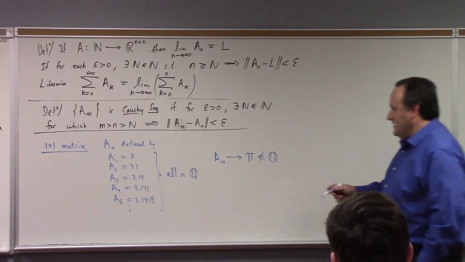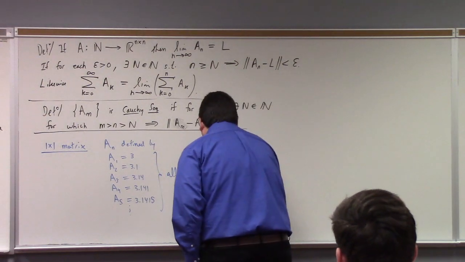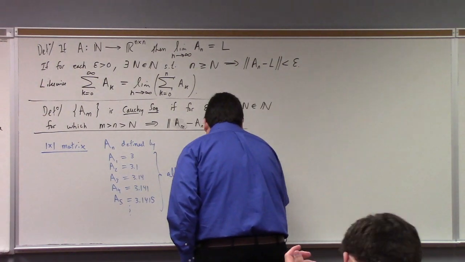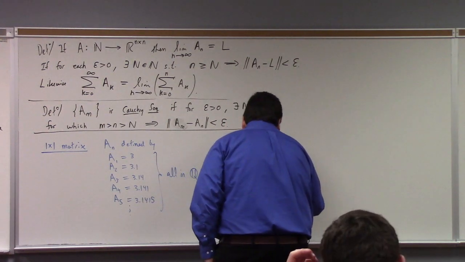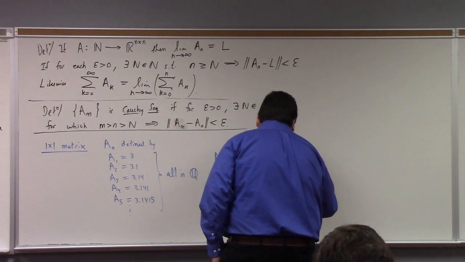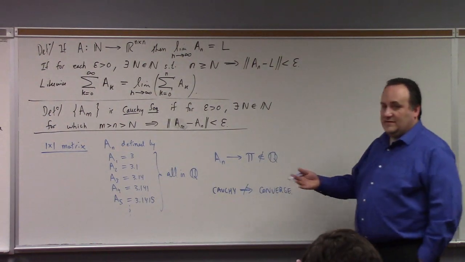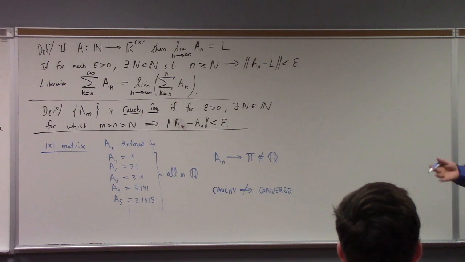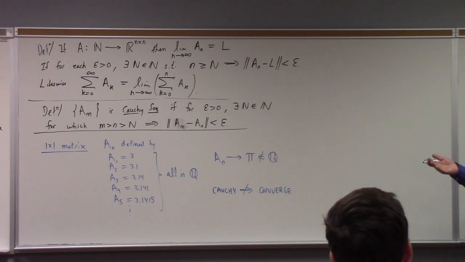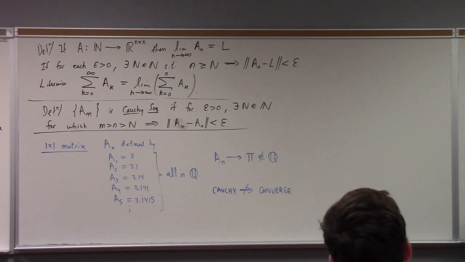So in the context of a rational sequence, Cauchy does not imply converge. Now you're like, but you just told me it converges to pi. Okay, context. It does not converge to a rational number. So in the universe of rational sequences, there are holes, right? We have sequences which we'd like to converge, and yet they don't, because we're missing something. We're missing the irrational numbers.